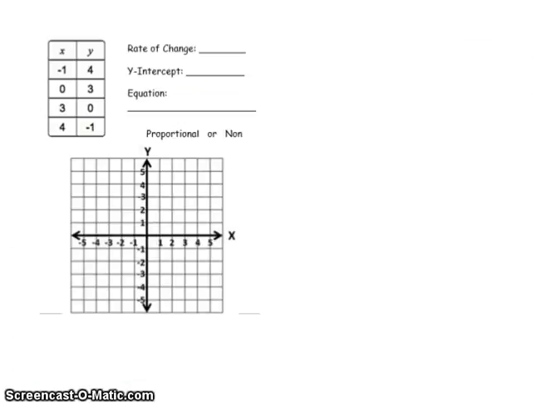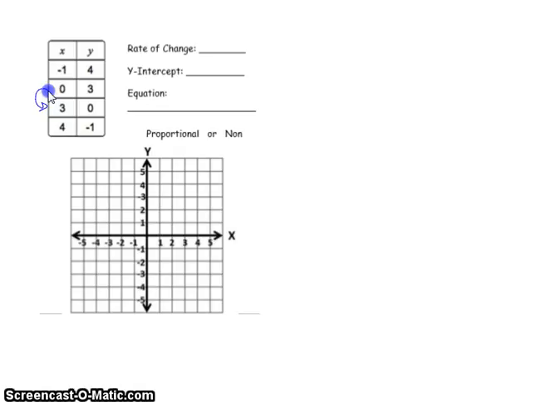Alright, this is the first example. So it gives you a table, and what I have to do is find the rate of change, the y-intercept, and then from those two things I want to write an equation. Then I'm going to make a graph and then tell me if it's proportional or non-proportional. So the very first thing I want to do is rate of change. In order for me to find my rate of change, I need to pick 2 points on my table, and I want to find the difference between them.